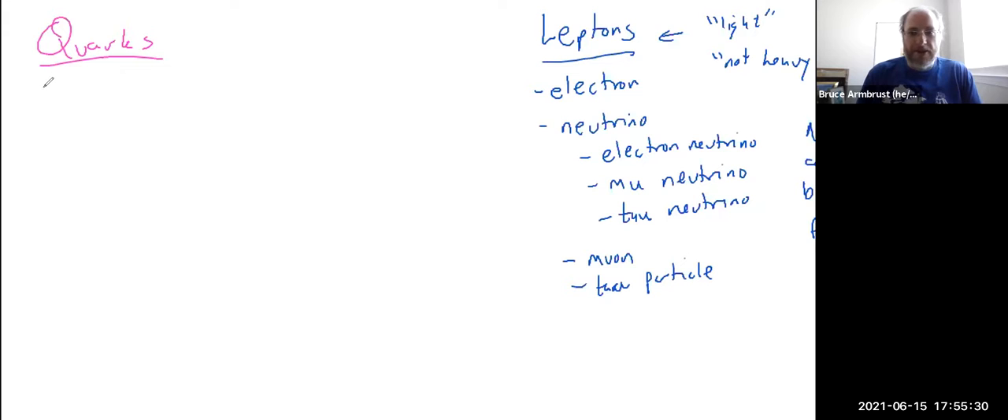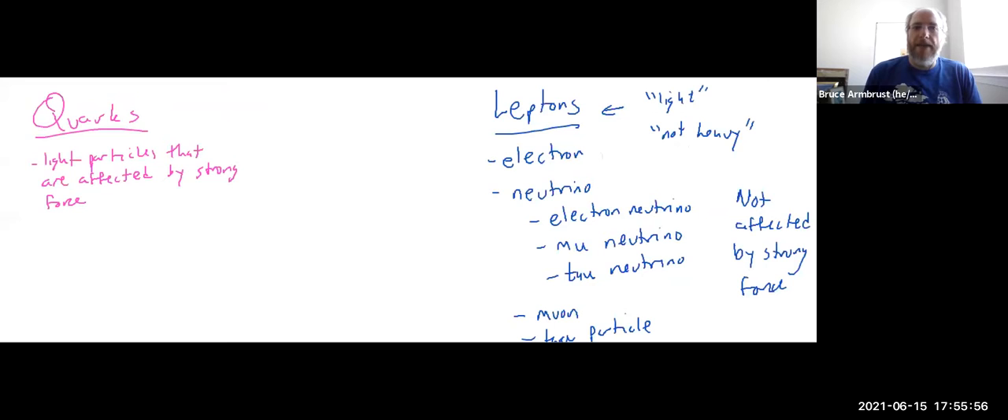Okay, now quarks, these things are also very light. Again, I mean not heavy, right? So these are light particles, but they are affected by the strong force. So that's what makes them different from the leptons. Okay. But in terms of quarks, there are 6 of these. All right, so there are 6 types of these, just like there were 6 leptons. There are 6 quarks, and they are called, ready for this?